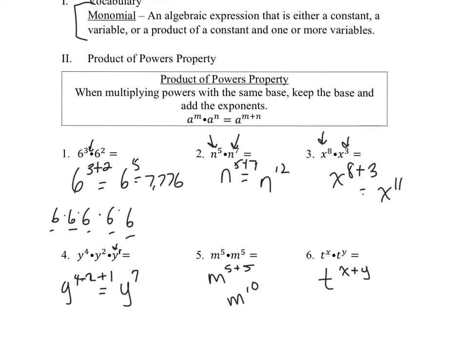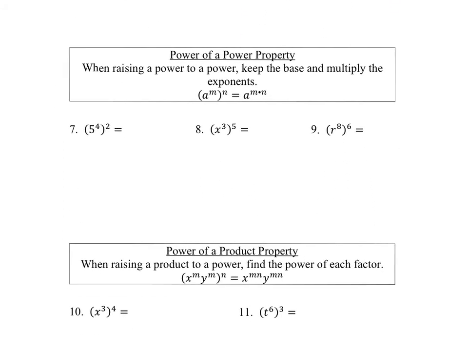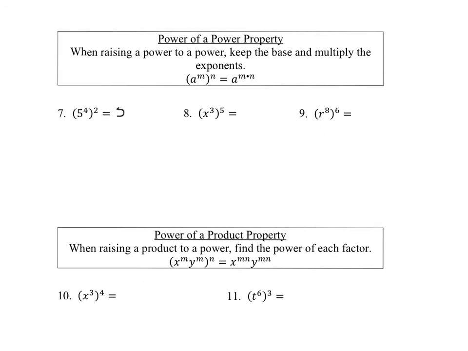This next piece takes it a little bit further. It says, all right, well, I have 5 to the 4th, but I'm going to raise that whole quantity to the 2nd power. When you raise a power to a power, you're going to keep your base and multiply your exponents. Because if you see this, 5 to the 4th to the 2nd is the same thing as 5 to the 4 times 2, which is 5 to the 8th. The reason this works is you have 5 to the 4th times 5 to the 4th.